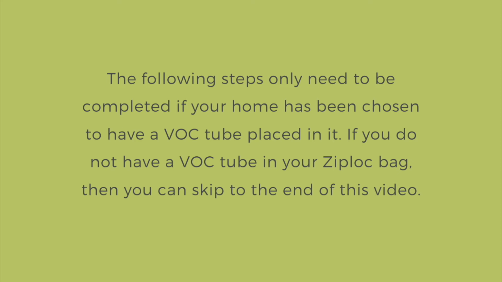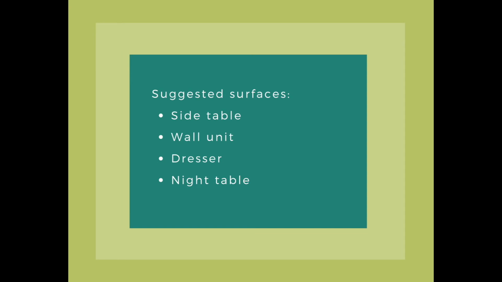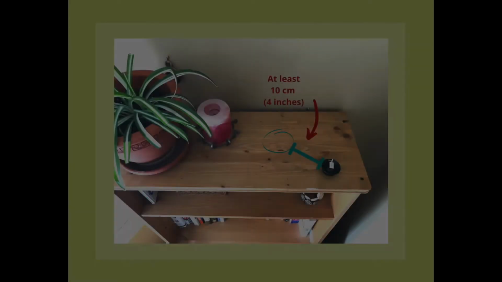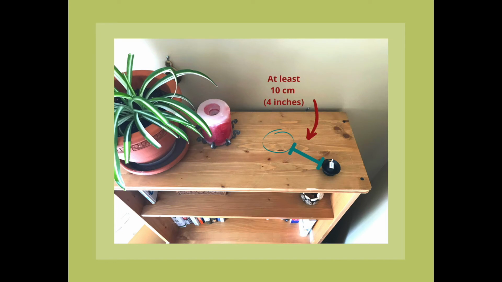In the main living area, such as the family room or the living room, find a suitable piece of hard furniture, such as a side table, a wall unit, a dresser, or a night table, where the monitor can be placed. This will usually be in the family room or the living room. Please note that you can place the VOC tube on the same surface as the radon monitor, but only if they can fit at least 10 centimeters or 4 inches away from each other. The VOC tube should also be placed at least 10 centimeters or 4 inches away from other objects to allow for normal airflow around the tube.